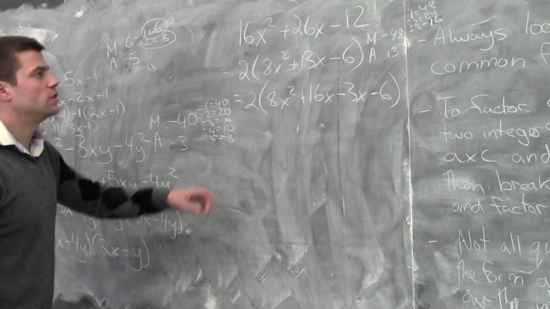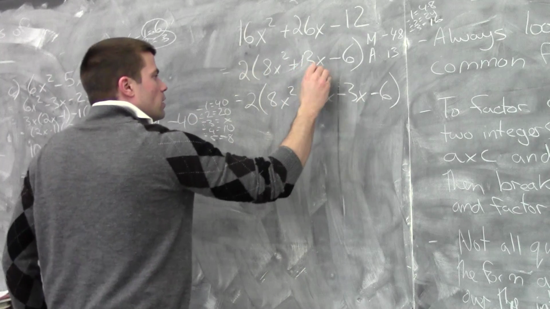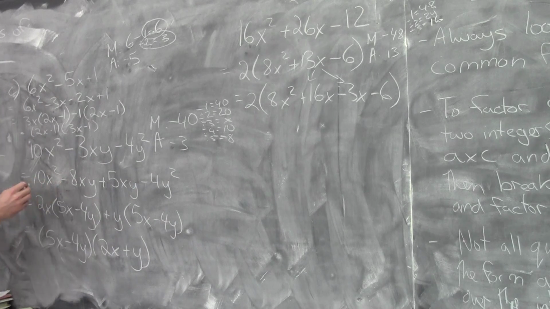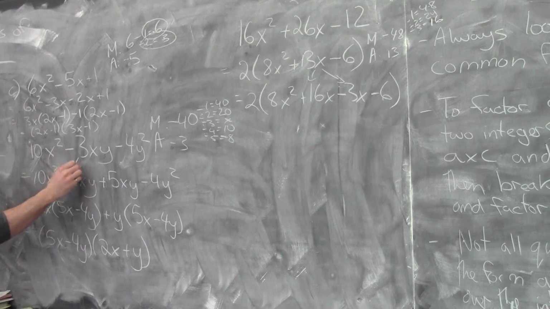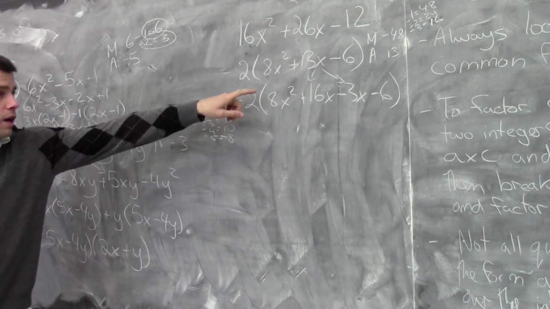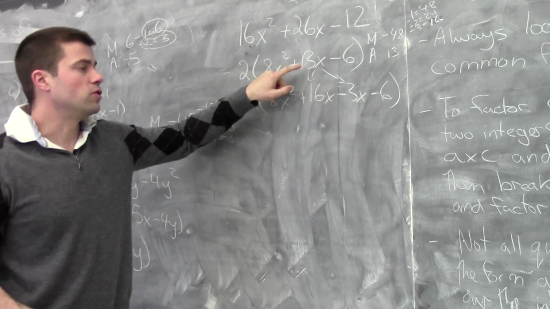Notice again that every single time, this middle term has just been broken up into 2 numbers, but it has not been changed. 2 plus 6 is 8. Negative 8 plus 5 is negative 3. And 16 minus 3 is 13.